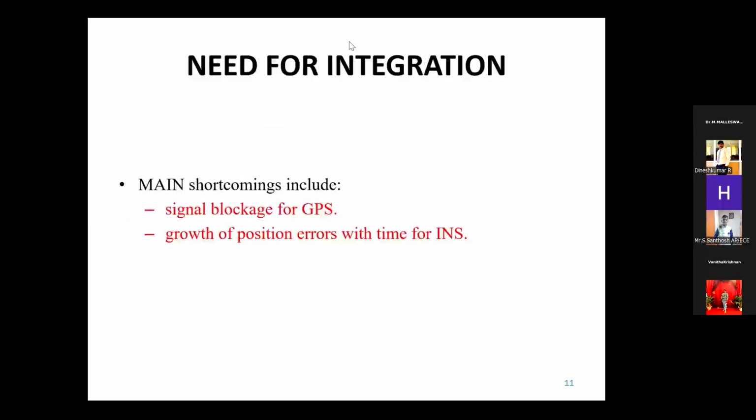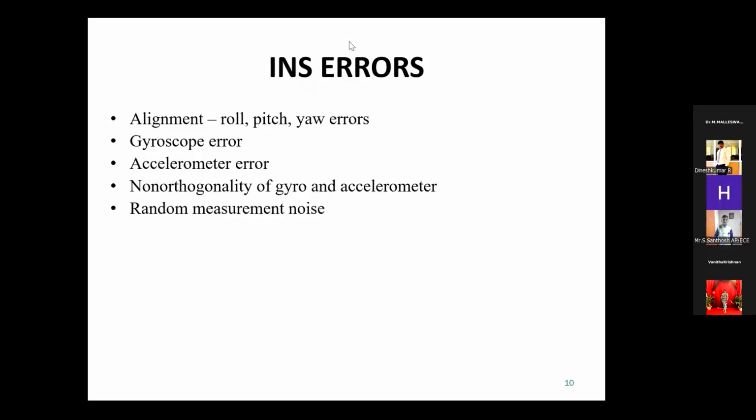So in order to use GPS and INS, both are navigation-based systems, but both have their own drawbacks, their own errors. So what to do? We have to go for an integrated system which can complement each other.